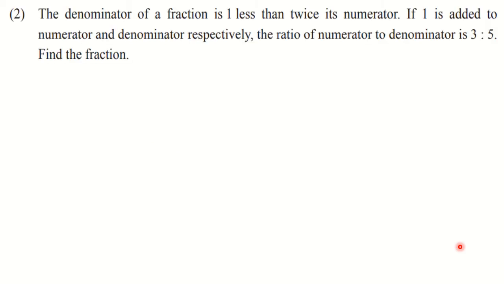That is question number 2. The denominator of a fraction is 1 less than twice its numerator. If 1 is added to numerator and denominator respectively, the ratio of numerator to denominator is 3:5. Find the fraction. Okay. So here also there are two conditions provided. See, the first statement is the first condition and the second statement is the second condition.